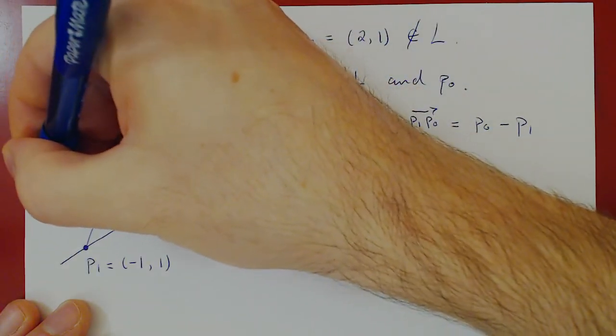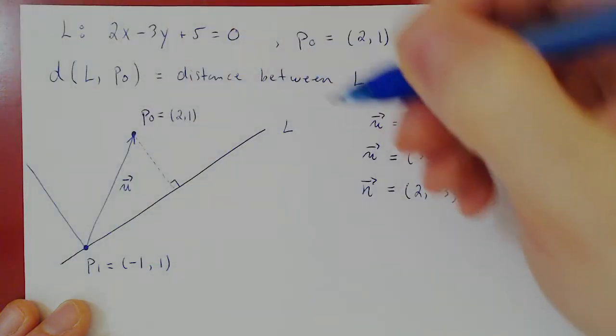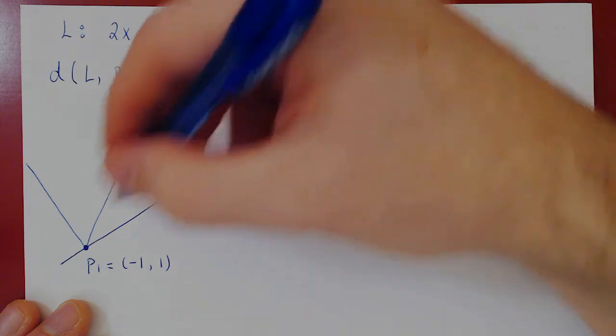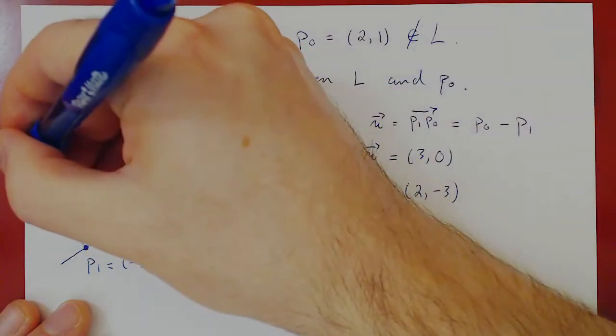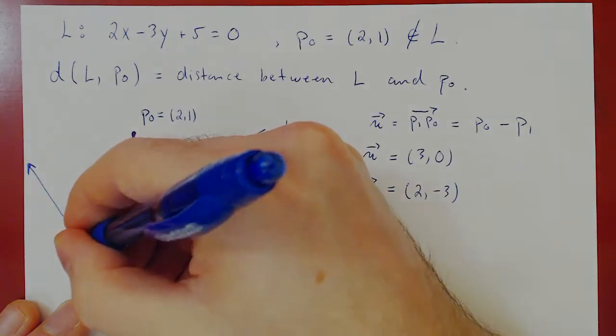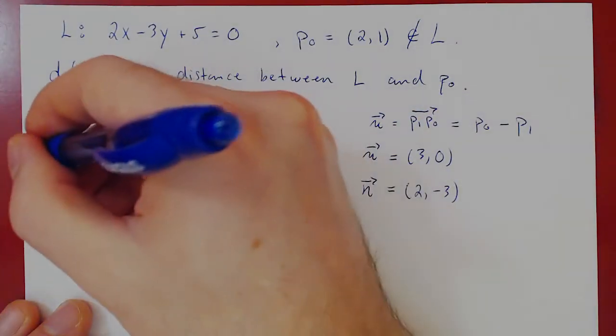And again, it could be longer than the line segment here. It could also be shorter. It doesn't matter. So this is our vector n, which is perpendicular to the line.